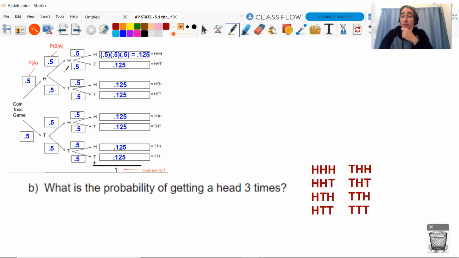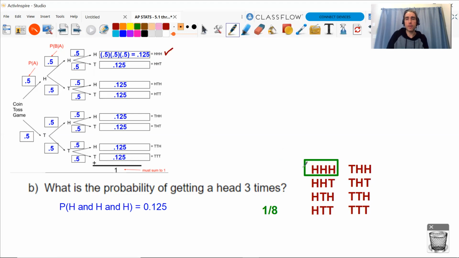Now, what's the probability of getting a head 3 times? Well, we only have one scenario in this situation where we have 3 heads. So it's going to be 0.125. Intuitively, if you just jot out your sample space here, these are all equally likely. There's only one of them out of 8 that have it, so 1/8 is where that comes from.